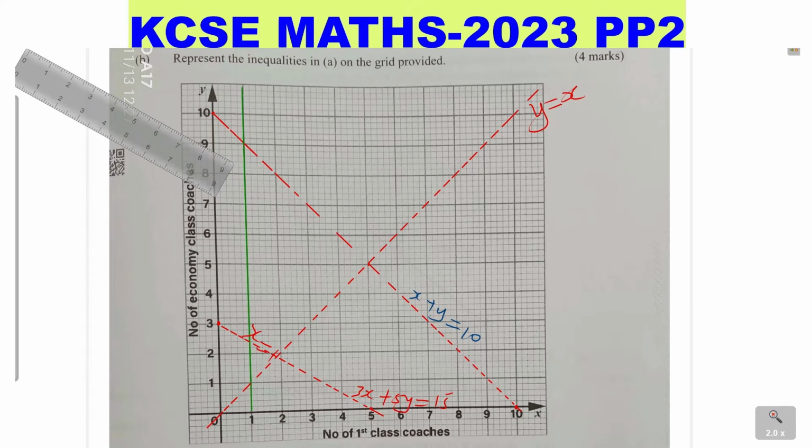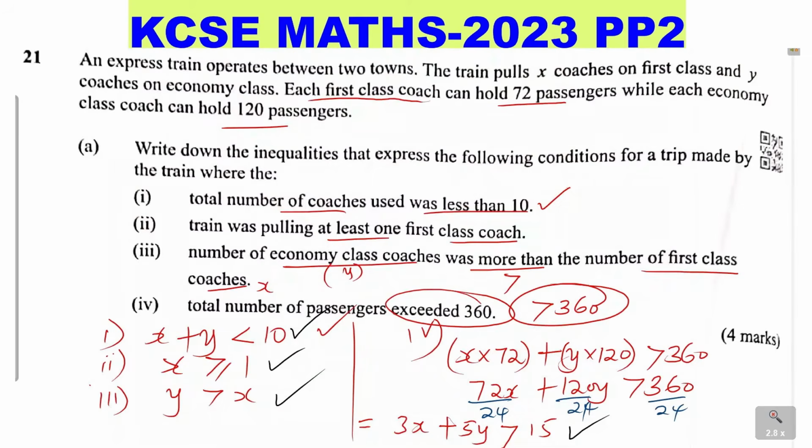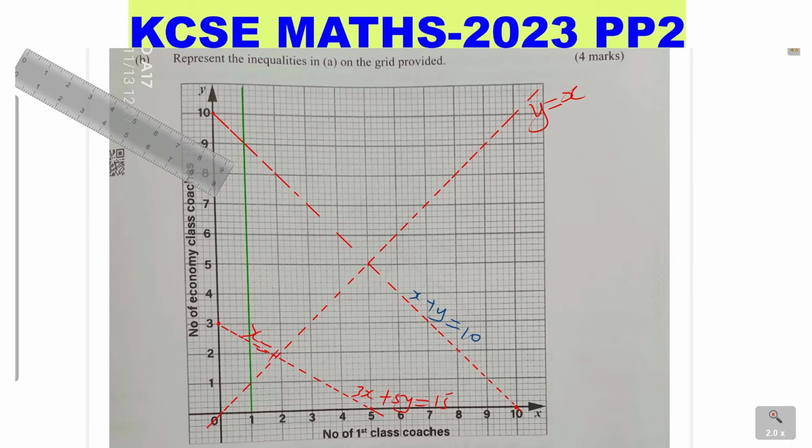The next step is to shade the unwanted sides in order to remain with the required region, or the feasible region. We're going to start with the first line, which is x plus y less than 10. So this is the line. We need to know whether we're required to shade on the upper side or the lower side of that line. So how do we do that? This is how we do it.